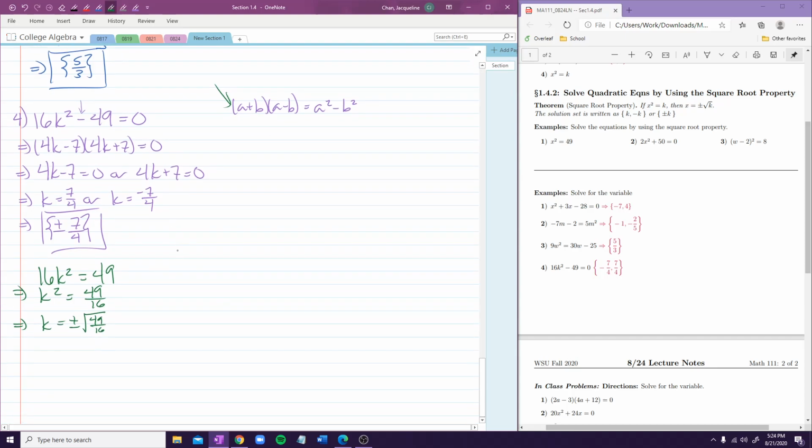Use that square root property that we have, like the square root of a over the square root of b is equal to the square root of a over b. If we used it this way, you can also use it this way. So this is plus or minus the square root of 49 over the square root of 16. So we get plus or minus 7/4. Either way, as you can see, we can get the same answer.